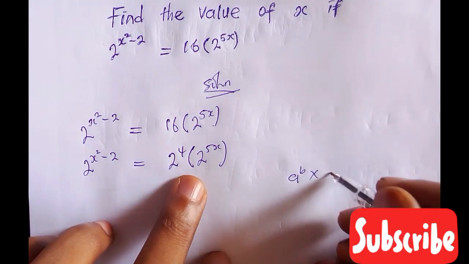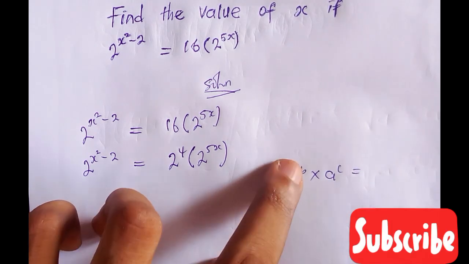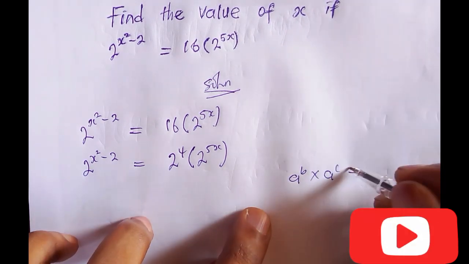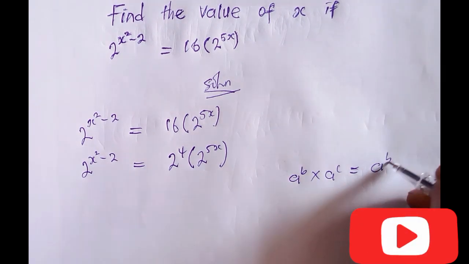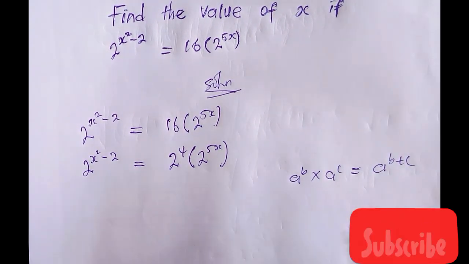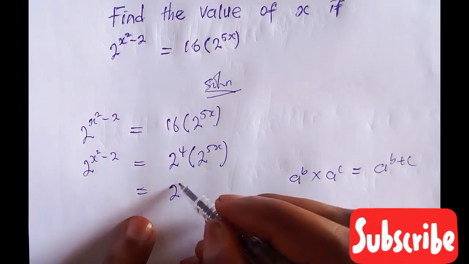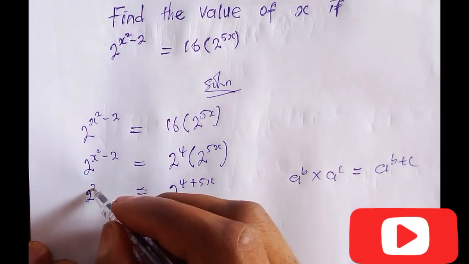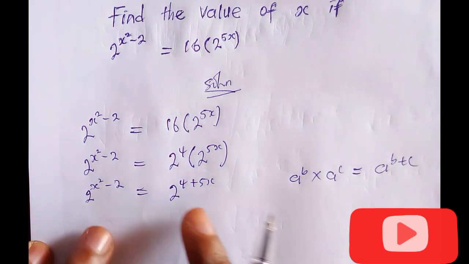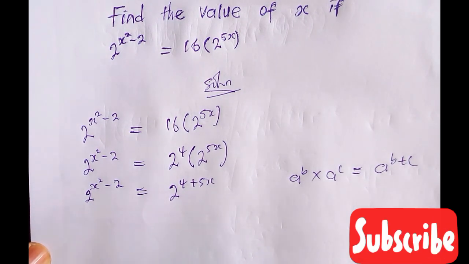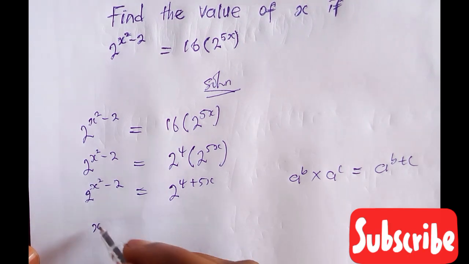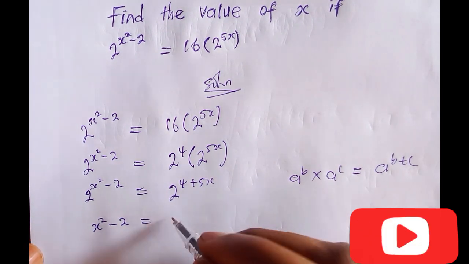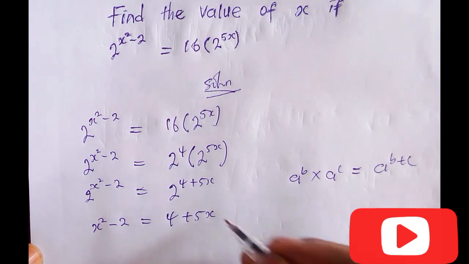From the right hand side of the equation, by this law of indices, a raised to the power b times a raised to the power c is equal to a raised to the power b plus c. This is a law of indices. So using that, we are going to get 2 raised to the power 4 plus 5x. This gives us 2 raised to the power x squared minus 2. Since the bases are equal, we equate the powers. Doing that, we get x squared minus 2 is equal to 4 plus 5x.